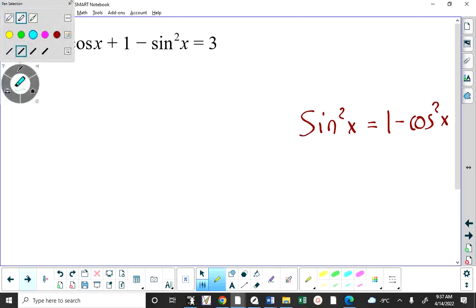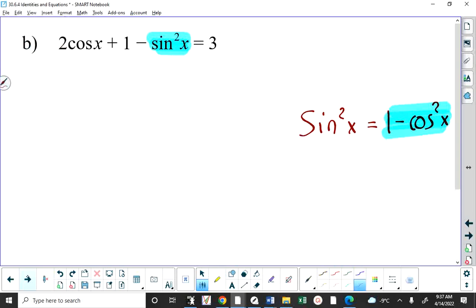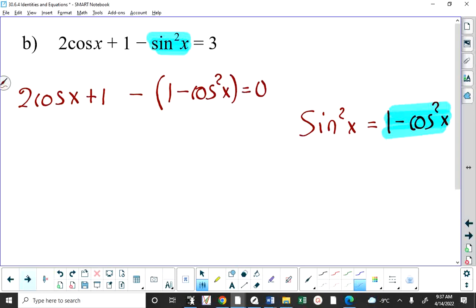in here this thing and get 2 cos x plus 1 minus sine squared of x, which is 1 minus cos squared of x, equals 3. Okay? And that's going to simplify to 2 cos x, and then we have plus 1 minus 1. Well, that's pretty good, because 1 minus 1 is 0. Then we have minus negative cos squared, which is plus cos squared of x.